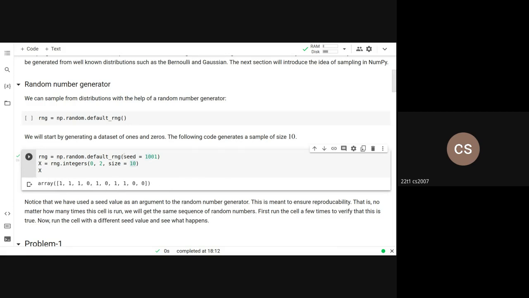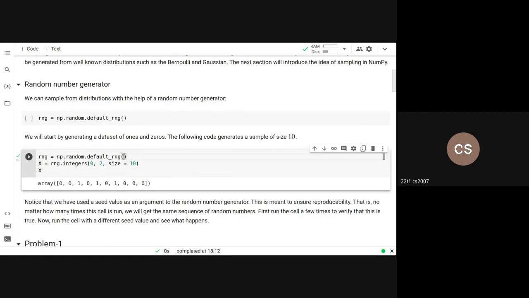Okay, but the moment I remove the seed value, every time I run it, I'm going to get a different sequence. So for example, here it's 0, 1, 0, 1, something. Now if I run it again, it is 1, 1, 0, 1, and so on. Another time it will be something else, right?